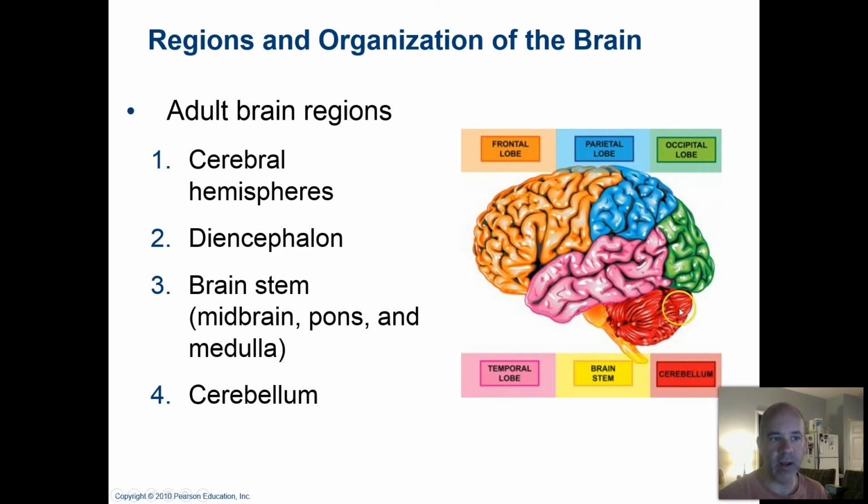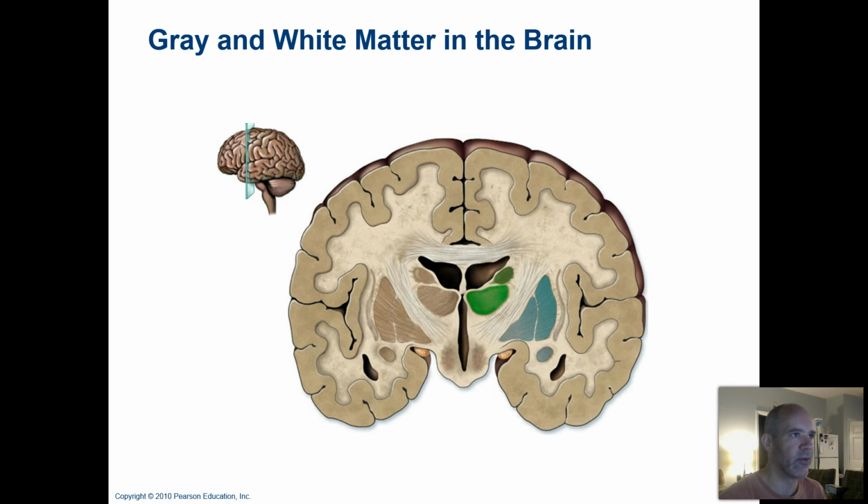And then finally, there's this in the inferior posterior section of the brain. There's an area called the cerebellum that we'll talk about in a separate video lecture, that has some of its own functions. It almost looks like a little miniature brain itself that's attached to the cerebrum.